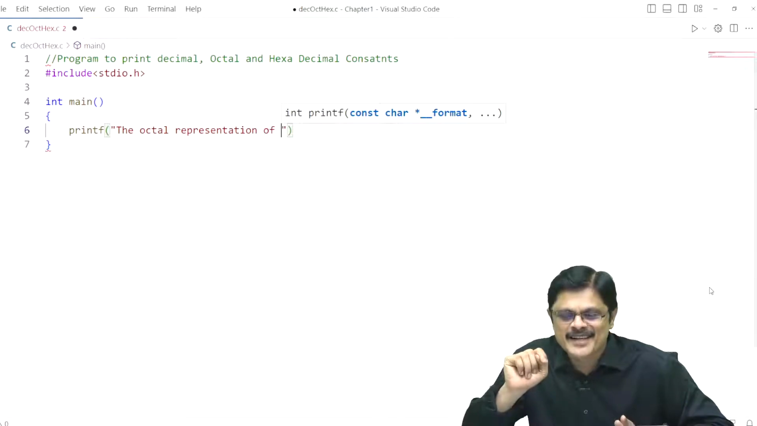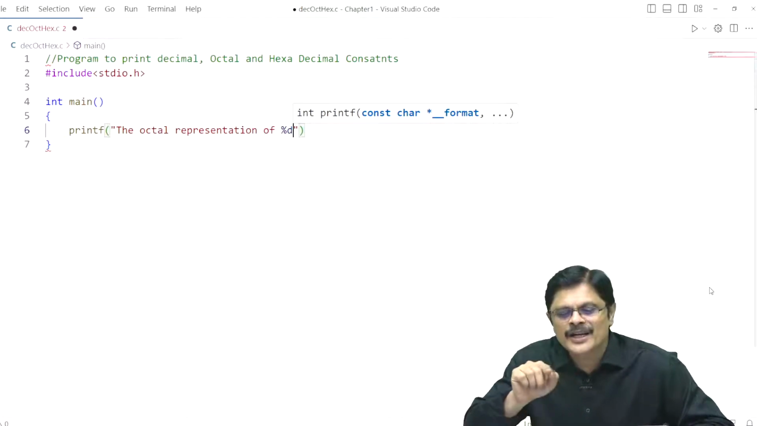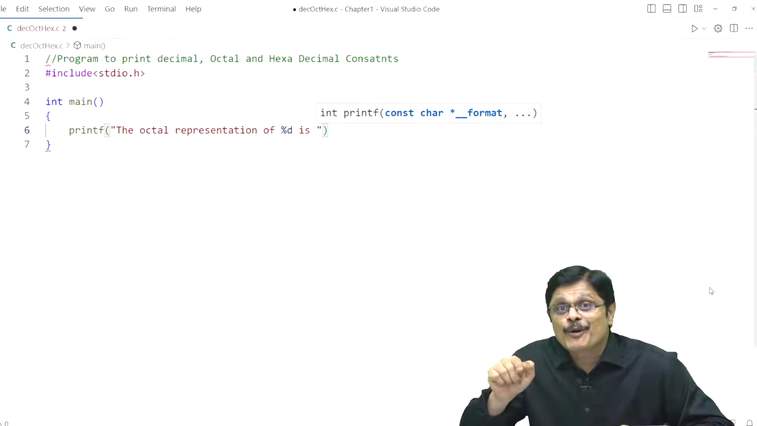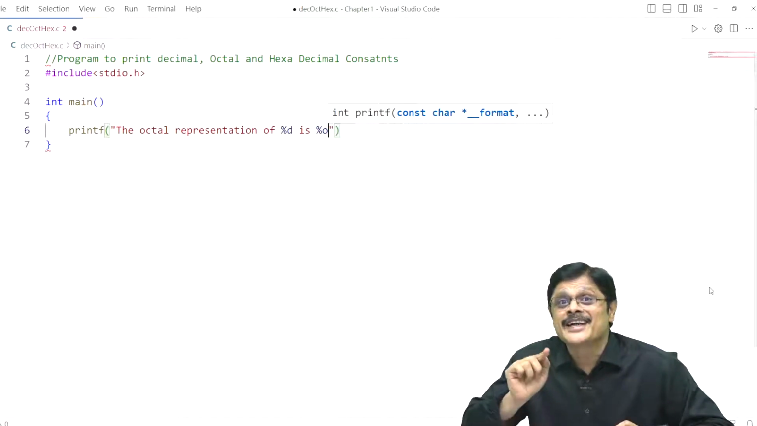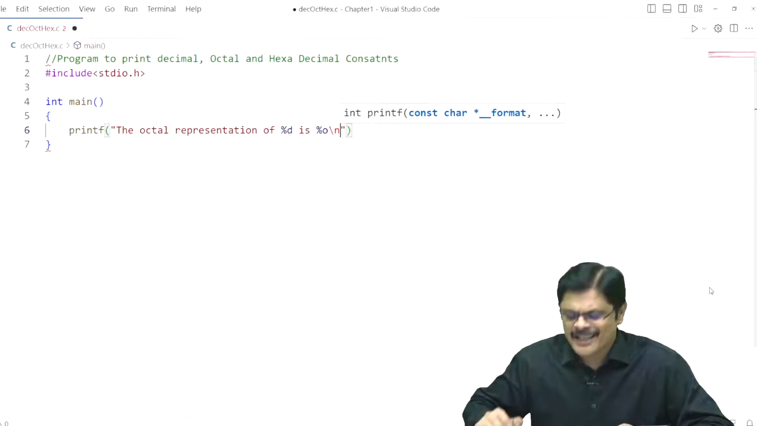We already saw the example. So I want to send that argument. I will write "the octal representation of %d is", and this time I want to print it in octal format. For that the conversion specification is %o. Okay, I just use \n so that the remaining part can be printed in the next line.